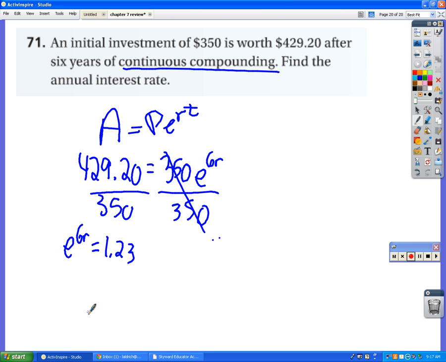Okay. When you see an e, what do you do? Natural log both sides. So natural log and the e cancel. 6r equals natural log of 1.23. Divide both sides by 6 and you're done.